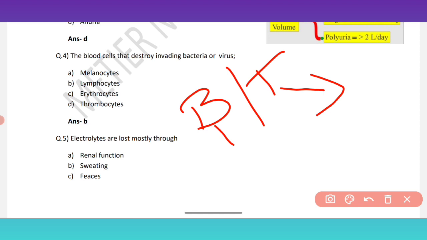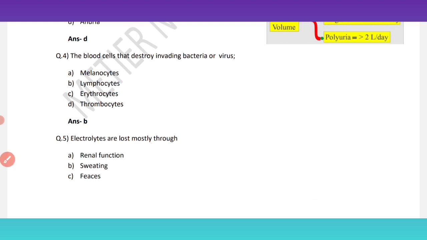The next one is option C, erythrocytes. These are all RBCs. Thrombocytes are platelets. So here which is the right answer? Option B, lymphocytes, is the right answer. In specific, T lymphocytes.